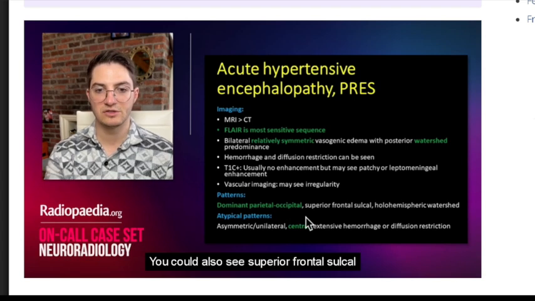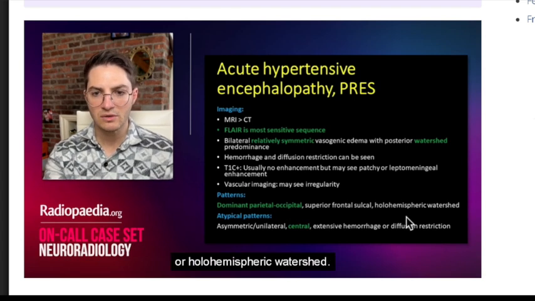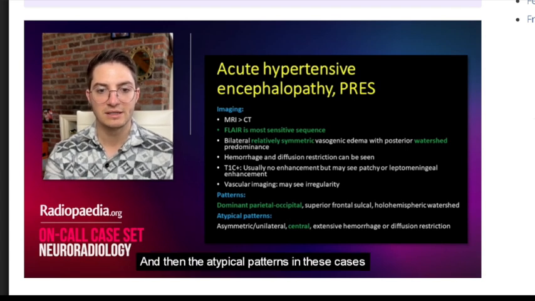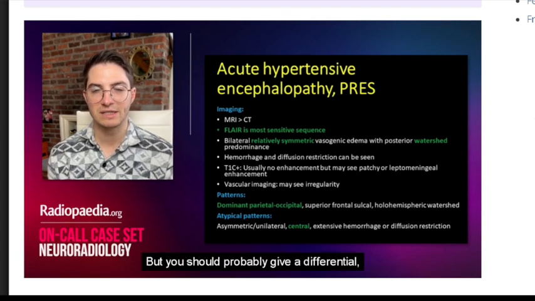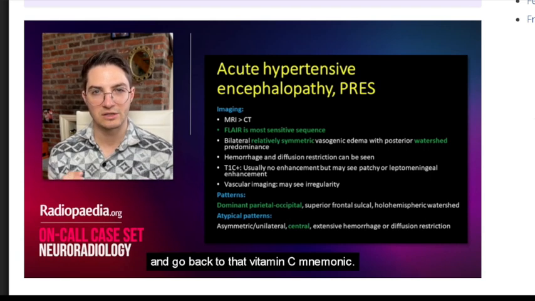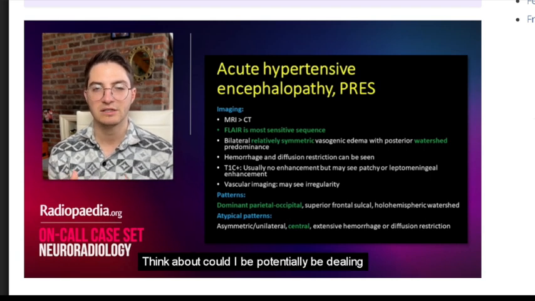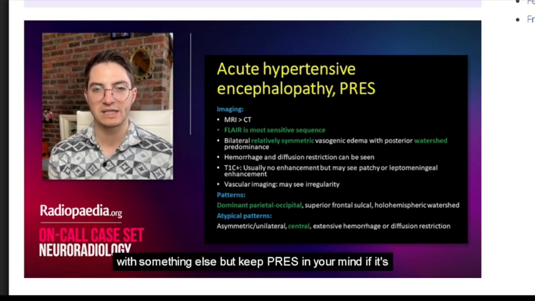You could also see superior frontal sulcal or holohemispheric watershed. And then the atypical patterns, in these cases, keep PRES in your mind, but you should probably give a differential, exclude other causes, and go back to that vitamin C mnemonic. Think about, could I potentially be dealing with something else, but keep PRES in your mind.